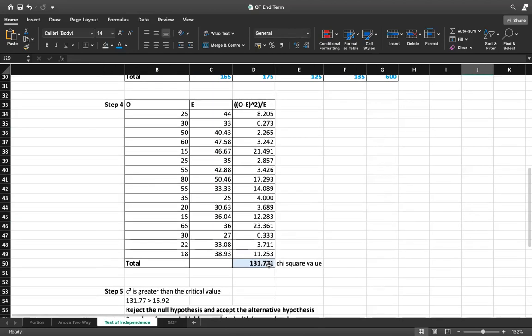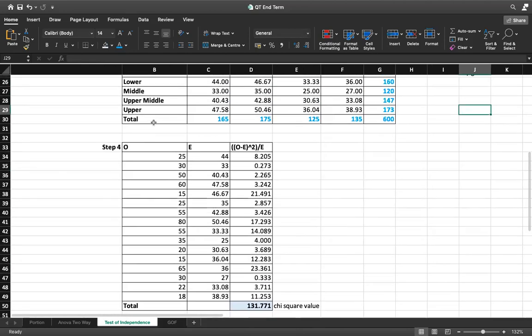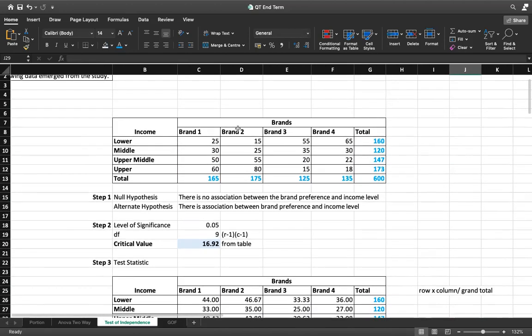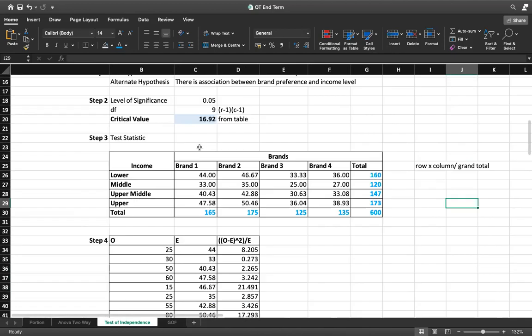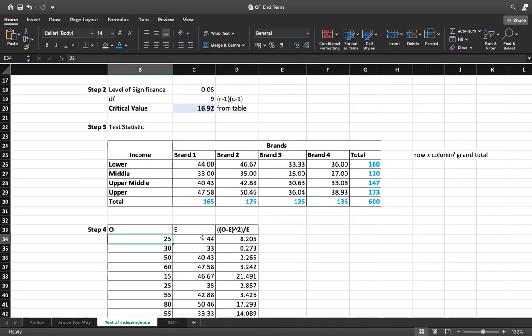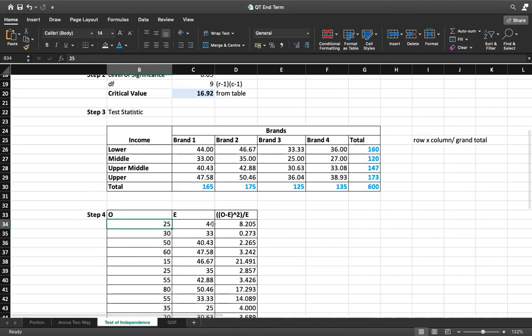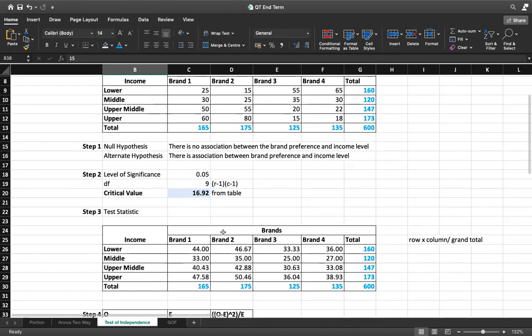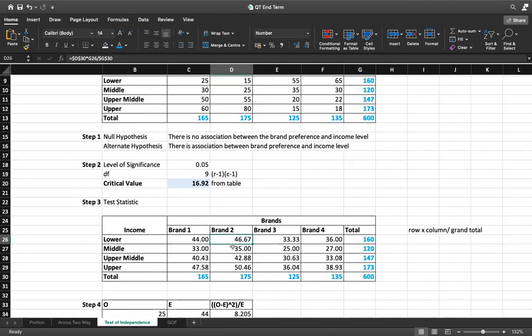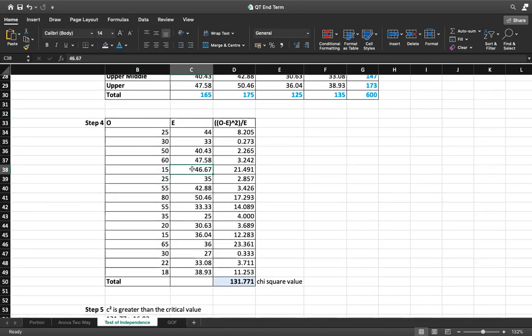Cool. Now step 4 is that you list down your observed values. Your observed values are these values. In the same way, your 25 corresponds to your 44, so you fill in the expected value likewise. For example, for 15, the expected value is 46.6. You have to be extra careful when you're filling this table to make sure you don't mess it up.